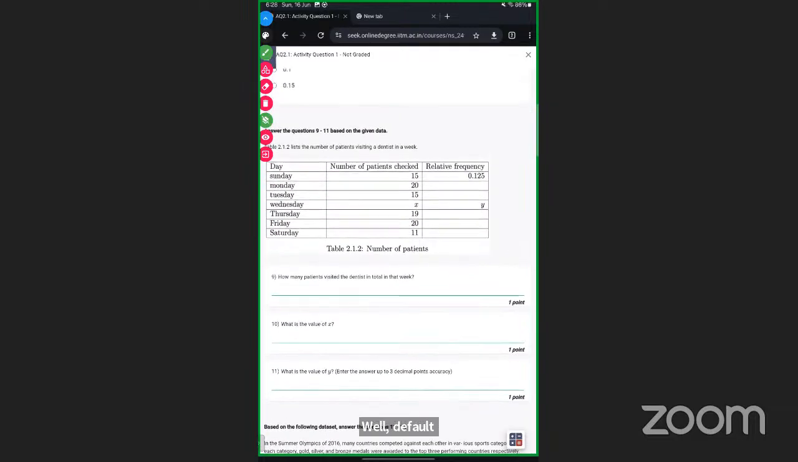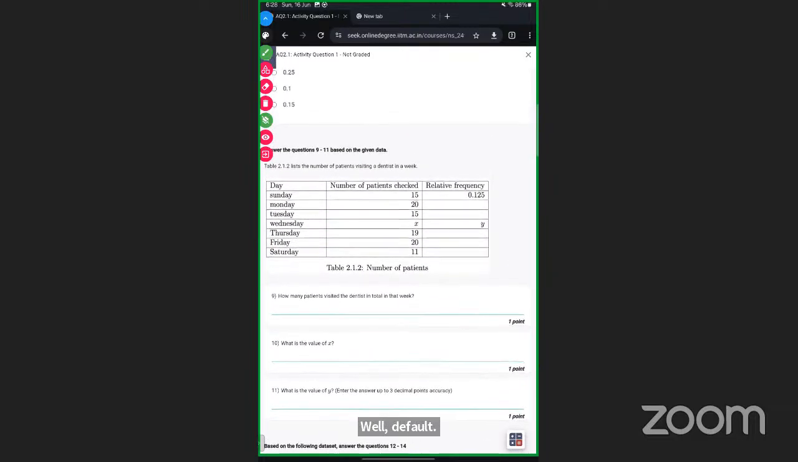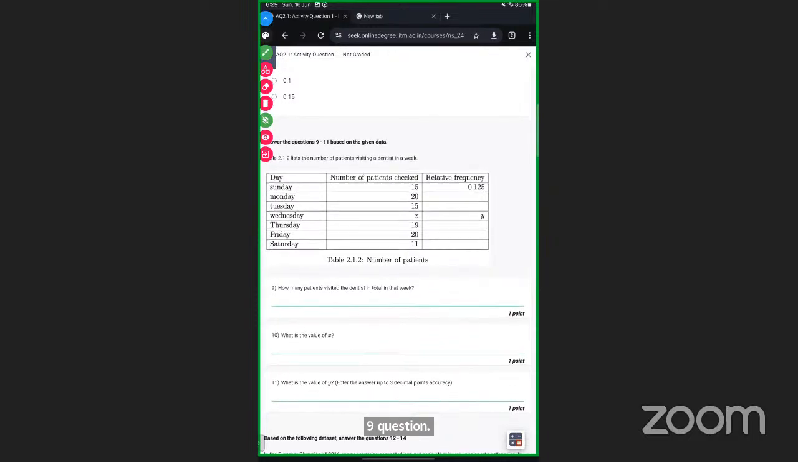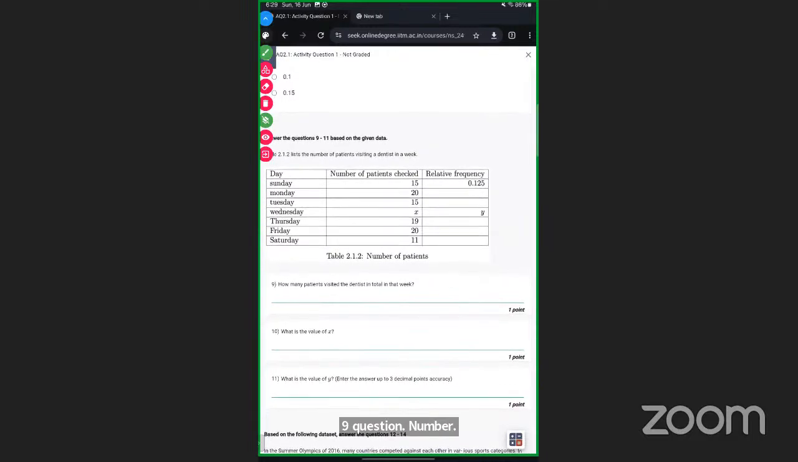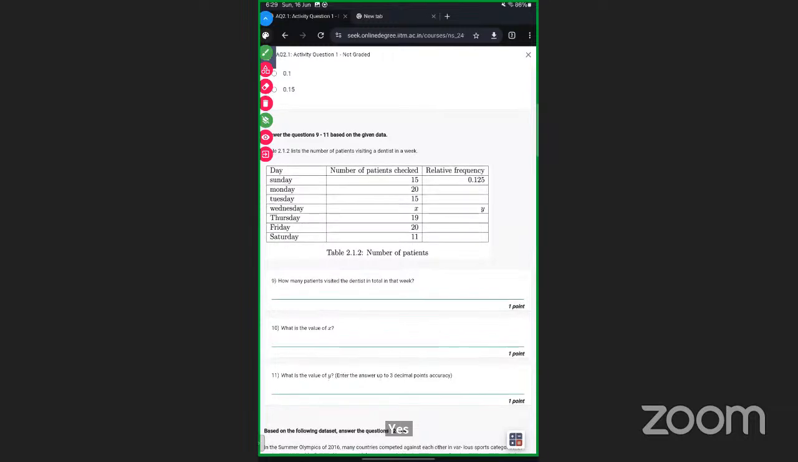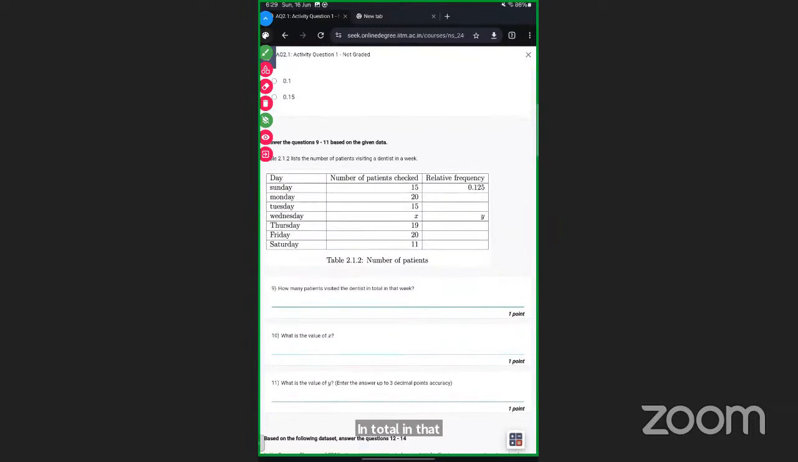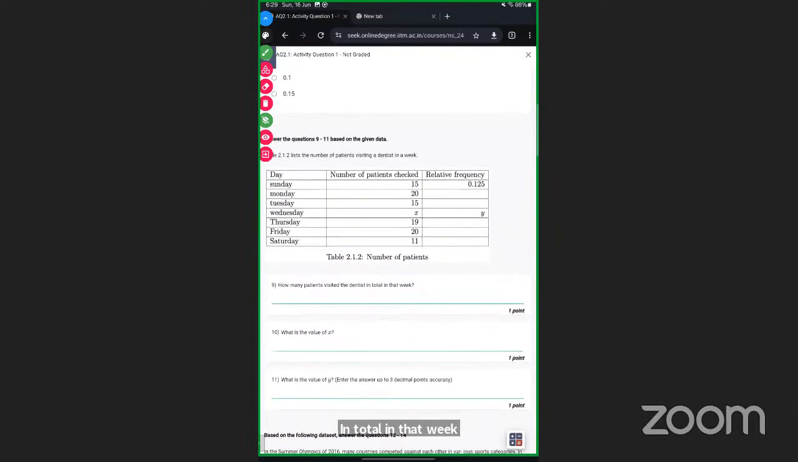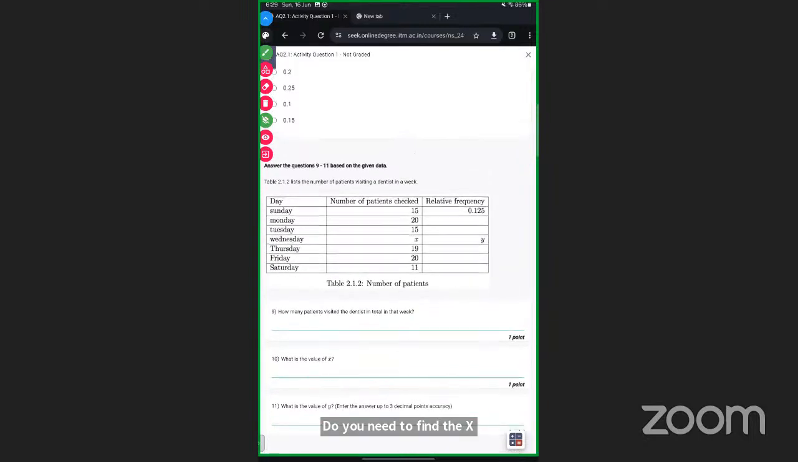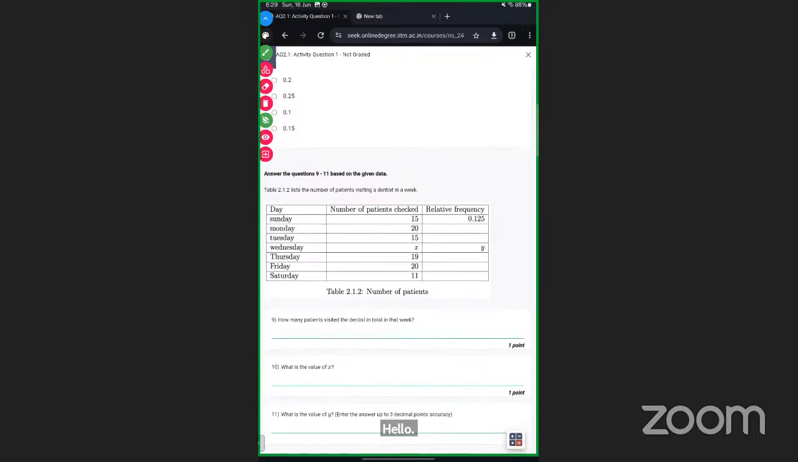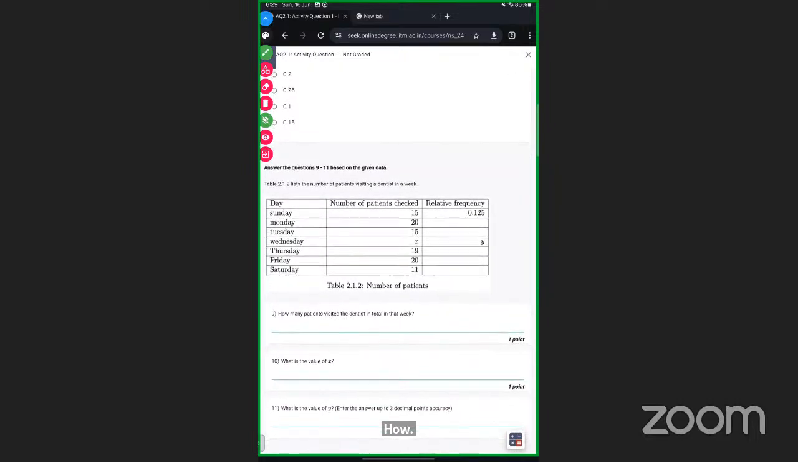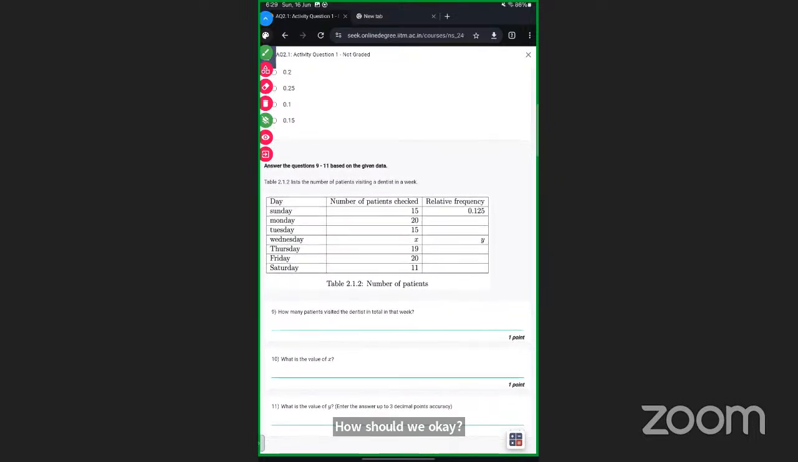Question 9: the number of patient visits in the dentist is this. How many patient visits to the dentist in total in that week? So you need to find X, find Y. How should we do it?